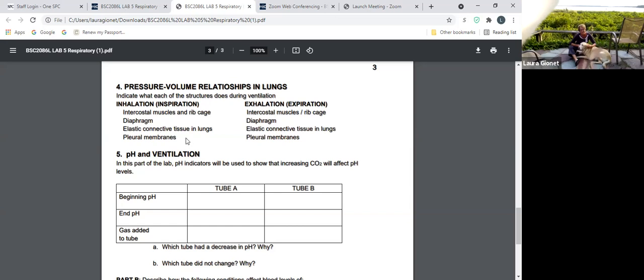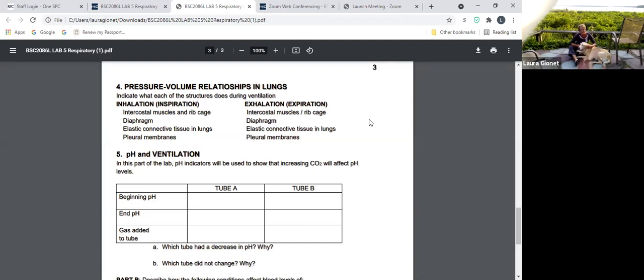Elastic connective tissue in the lungs. Well, between the alveoli throughout much of the lungs are elastic fibers. So what happens to the elastic tissue? It becomes stretched like a rubber band. And the pleural membranes follow the diaphragm and the rib cage because they're attached to the interior surface of them. And so the pleural membranes get pulled with the rib cage and the diaphragm and pull on the lungs and try to expand the lungs, creating a negative pressure inside so that you suck in air.